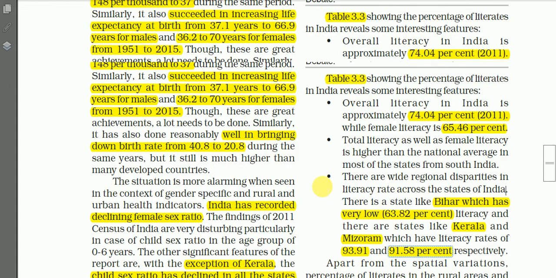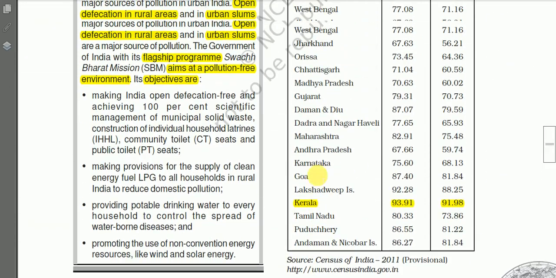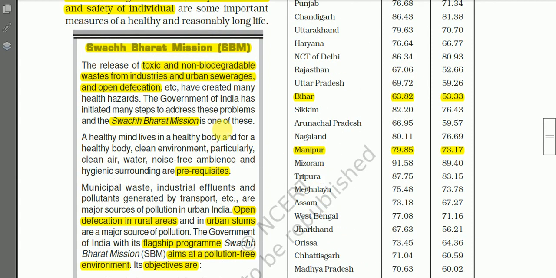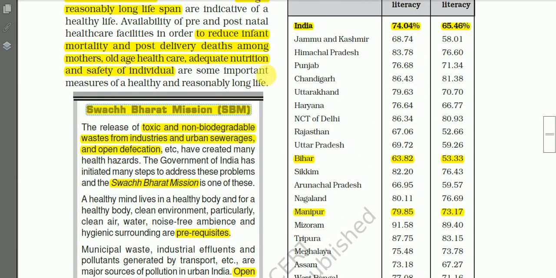Any question up to here? No, sir. So the last part, Swachh Bharat Mission. This is a new edition. If you are using an old edition textbook, you may not find it, but it is there in the new edition book. And this is also very important, maybe asked in the CBSE exam. And I think all of you are familiar with Swachh Bharat Mission.